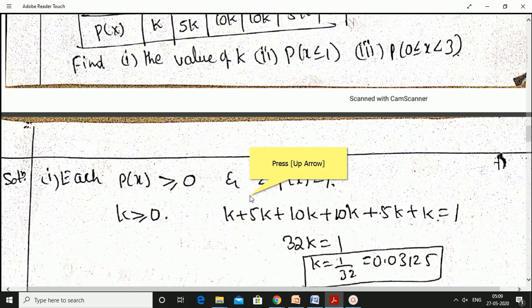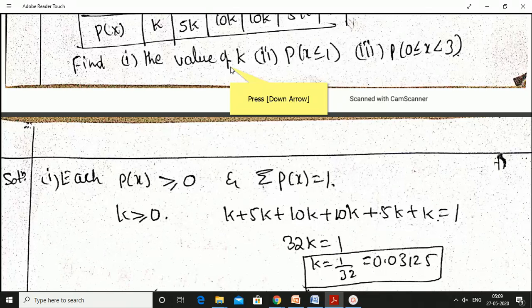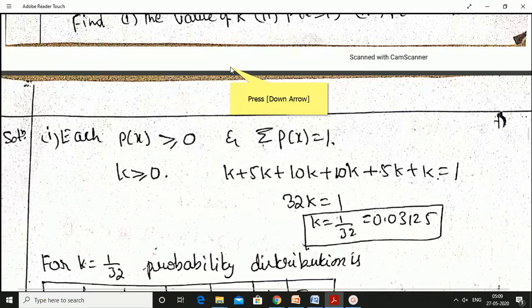Here we require the probability of 0 less than or equal to x less than 3. Okay. 0 less than or equal to x less than 3 means P of 0 plus P of 1 plus P of 2. Only this much. Okay. 1 by 32 plus 5 by 32 plus 10 by 32. 10 plus 5 is 15, 15 plus 1 is 16, 16 by 32, nothing but 1 by 2.